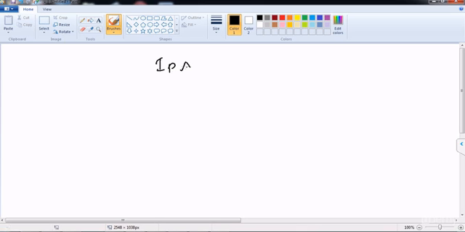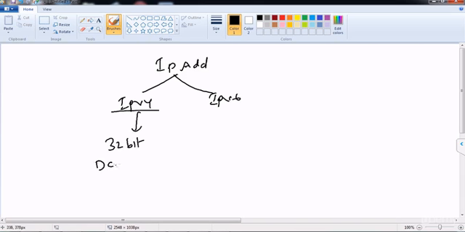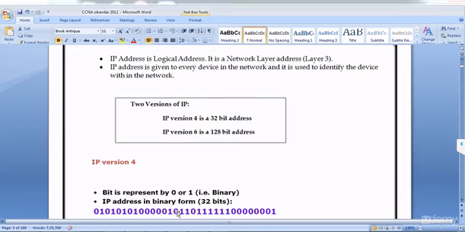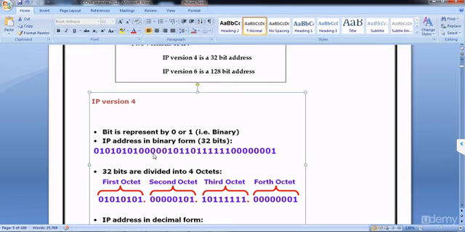Mainly there are two versions of IP addressing: IP version 4 and IP version 6. IP version 4 is the standard addressing which is still used, a 32-bit address generally written in decimal format, whereas IP version 6 is a 128-bit address written in hexadecimal format. We'll get into some introduction to IP version 6 as well. You can see this is my IP version 4, how it looks.